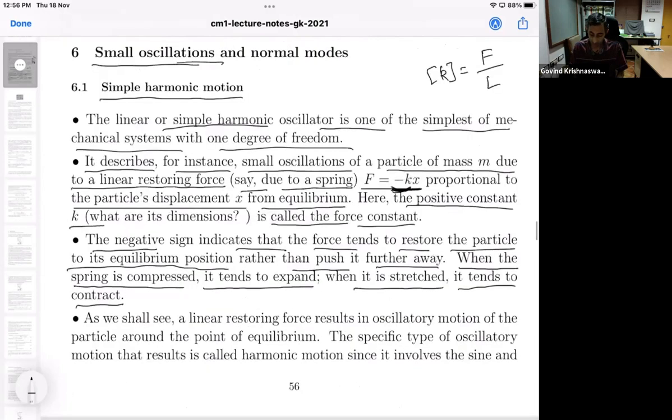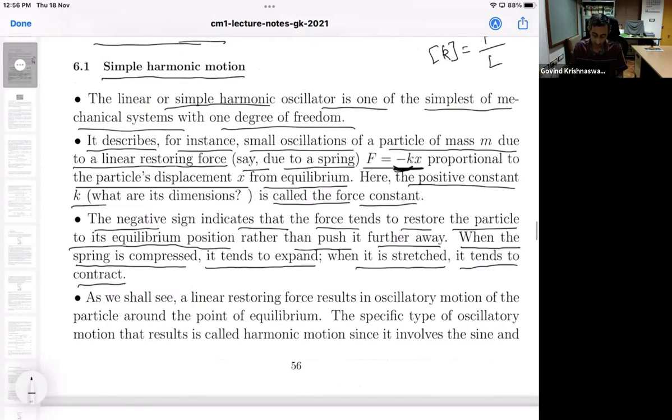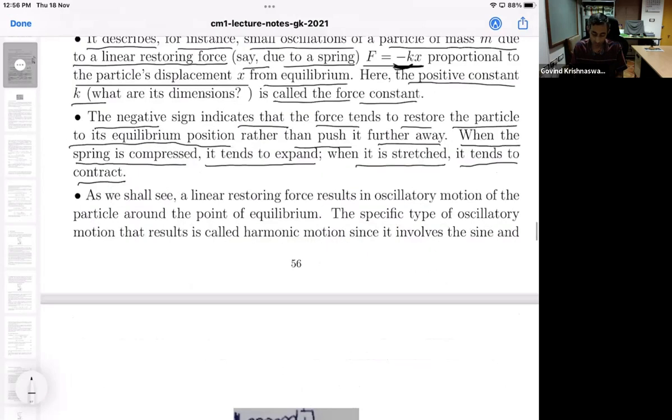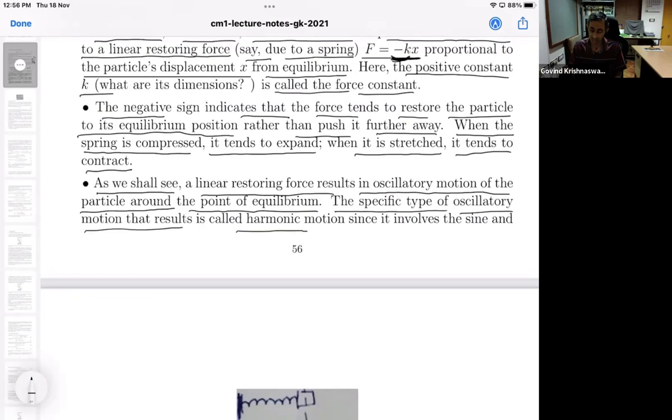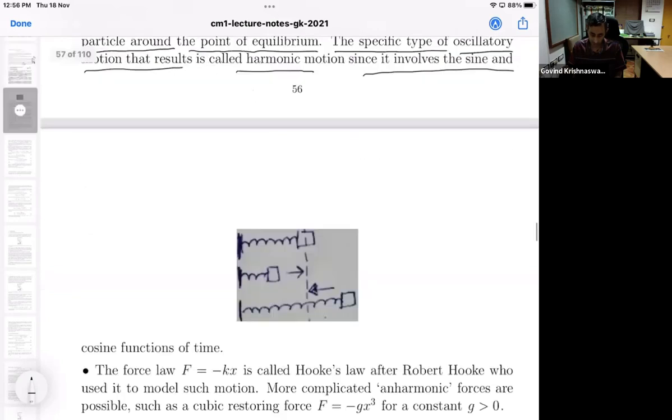Now, as we shall see, a linear restoring force results in oscillatory motion of the particle around the point of equilibrium. Okay, I think much of this is familiar to you, but let us just do it a little bit carefully now. The specific type of oscillatory motion that results is called harmonic motion, since it involves the sine and cosine functions of time. That is, for historical reasons, called harmonic motion.